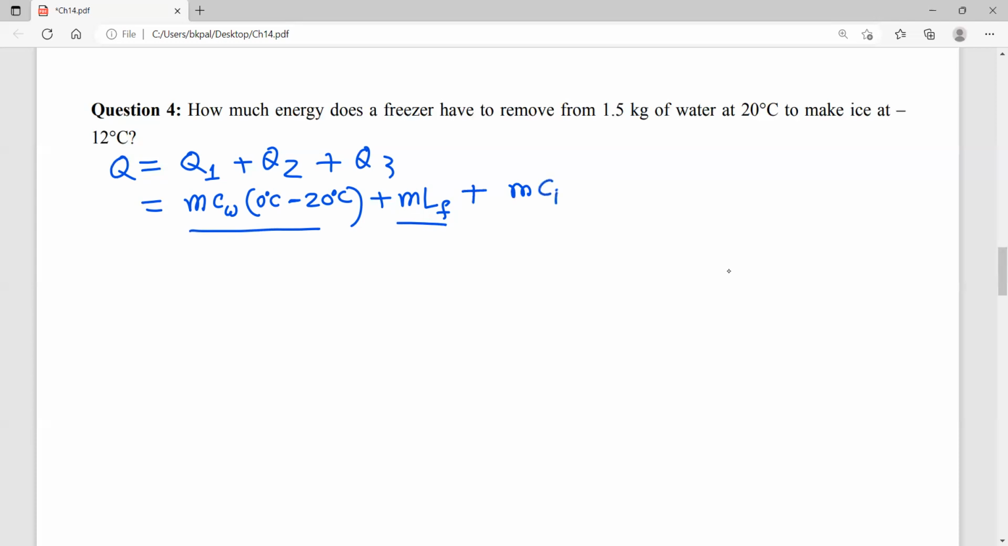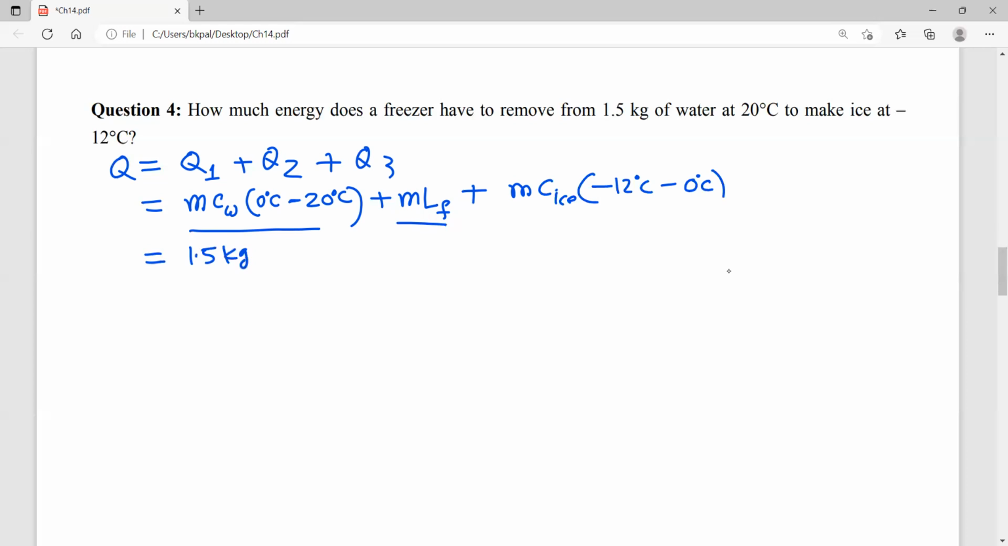Now we have to use the specific heat for the ice, and the final temperature is minus 12 degrees Celsius, and the initial temperature for the ice is 0 degrees Celsius. So again, make sure you understand the order. Here we have three terms: one for the water, another for the phase change, and another for the ice. Now if you plug in all these values, what do we get?